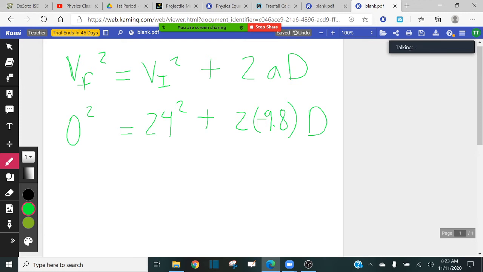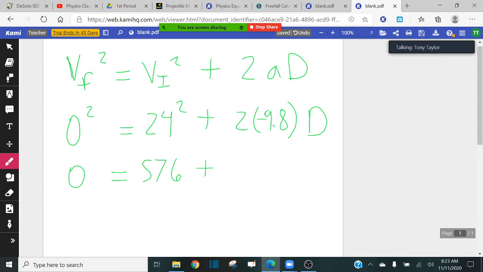Okay. So guys, the rest is easy. I can just rearrange this equation and solve for displacement. So let's go through the algebra. Everybody knows that 0 squared is just 0. Well, what is 24 squared? So 24 squared is 576 plus. Okay. Now guys, before I can solve anything, I want to take 2 and multiply by negative 9.8. That basically gives me a negative 19.6. All of that multiplied by D.